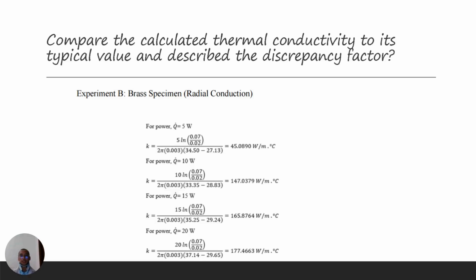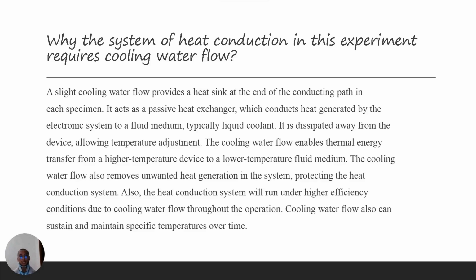Also, because the area of subsequent layers grows with radius, the temperature gradient must decrease with radius, as demonstrated by the radial temperature distribution graph, which shows a slight change in temperature between points but at a nearly constant pace. As a result, thermal conductivity can be increased since, according to Fourier's law, the temperature difference is inversely proportional to K. For discussion B, why does the heat conduction experiment system require cooling water flow?